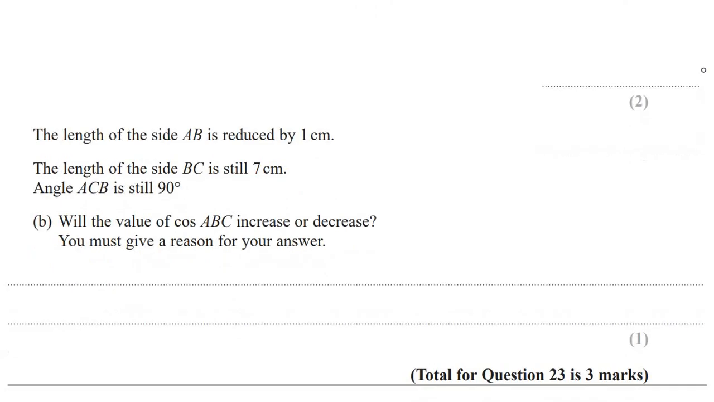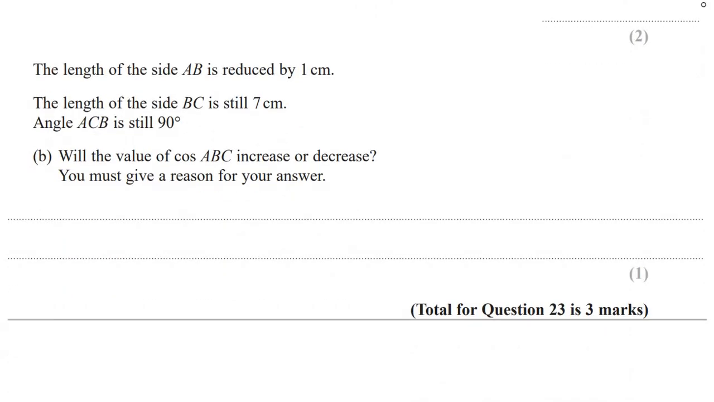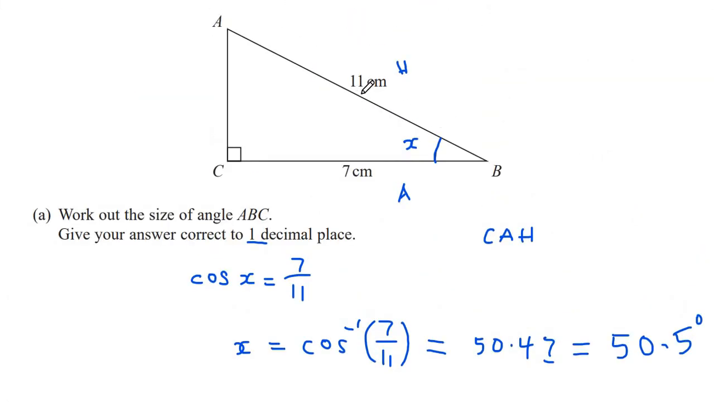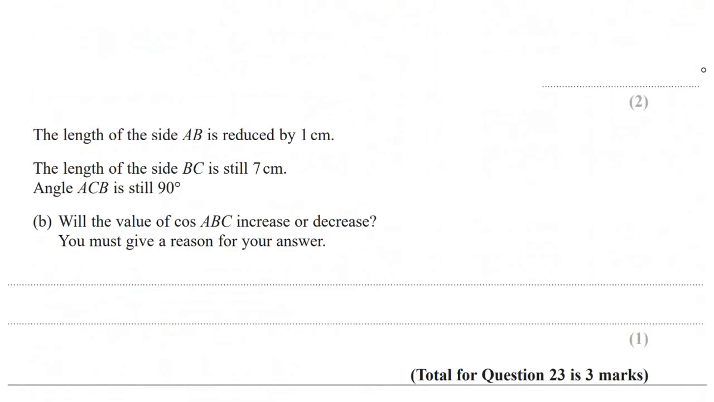Now, here, the length of side AB is reduced by 1. The length of side BC is still 7. Will the value of cos ABC increase or decrease? Well, the length of AB, now AB is the hypotenuse, so if that decreases to 10, so cos X will be 7 over 10 instead of 7 over 11.